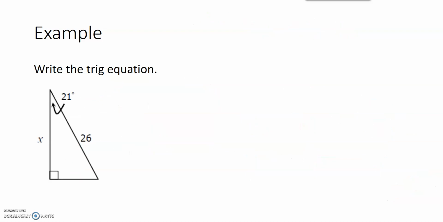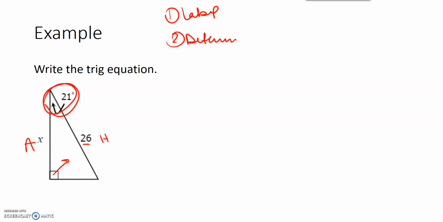Okay? Let's look at example 2. Same idea here. Step 1, we're going to label. So I circle my angle. I label the sides I have in relation to it. Well, my x is next to this, so that's my adjacent side. And then my hypotenuse is over here because that's where my right angle is pointing, so the h. Step 2 is to determine that trig function. Well, I have a and h, that means I'm going to use cosine.